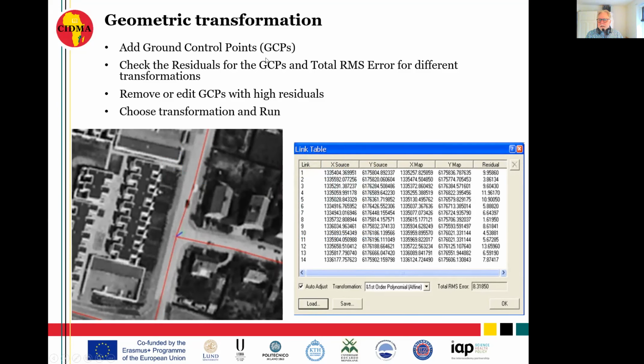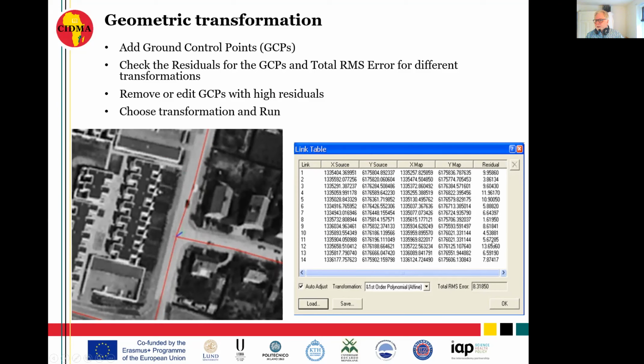I will add control points. I will check the residuals, and also the total RMS error for the transformation would be then 8.31. And in this case, it's in meters, both. So my satellite image, using these points, would be 8 meters wrong as an average, of course.